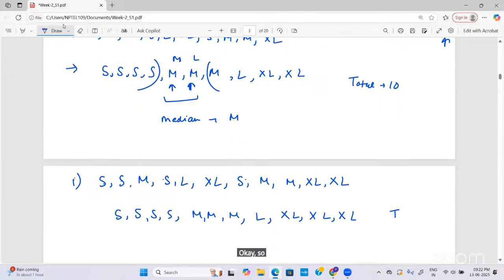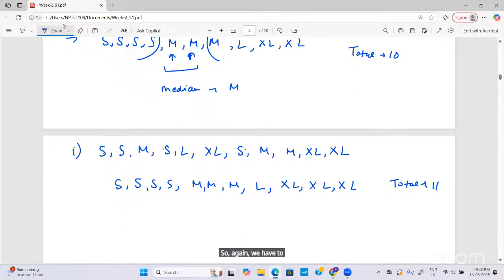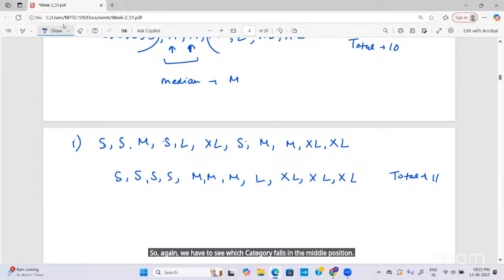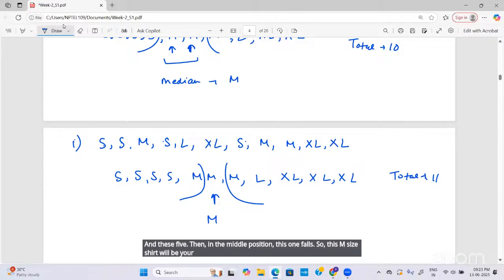Okay, so here we have a total of 11 observations. Again, we have to see which category falls in the middle position. You can see these 5 observations we have to exclude, and these 5. Then in the middle position, this one falls. So this M size shirt will be your median. Okay. Yes, ma'am, it's clear.